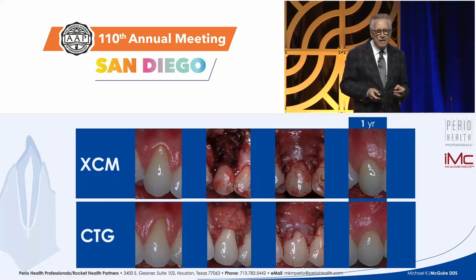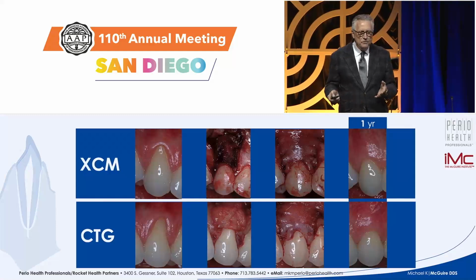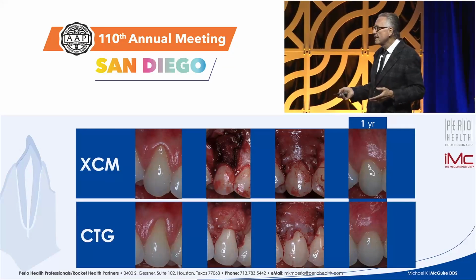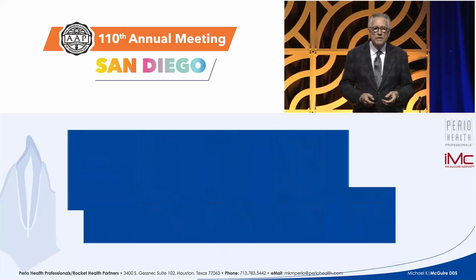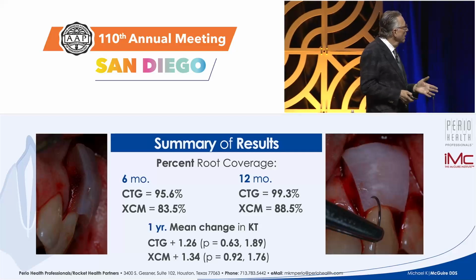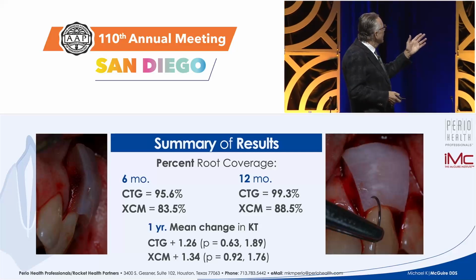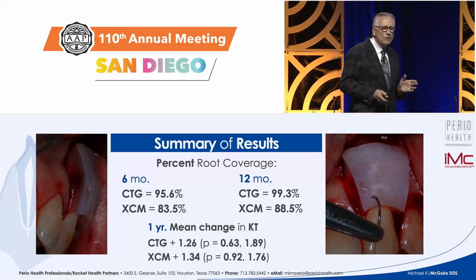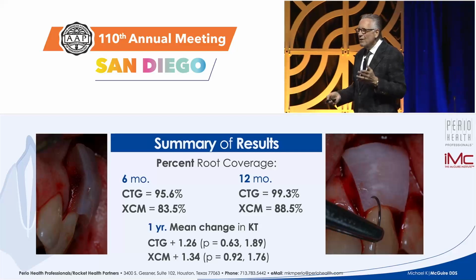You see the xenogenic collagen matrix at the top and the connective tissue at the bottom. Very nice root coverage, good aesthetics, no visual signs of inflammation. And if we look at our objective outcomes, what do we see? Well, it's actually improving over time. And at 12 months, we have 99% root coverage with our connective tissue graft and 89% with our xenogenic collagen matrix. Well, what do those numbers really mean?